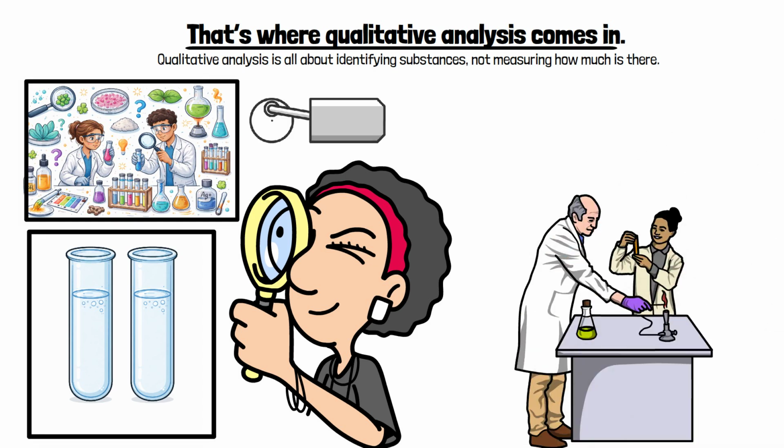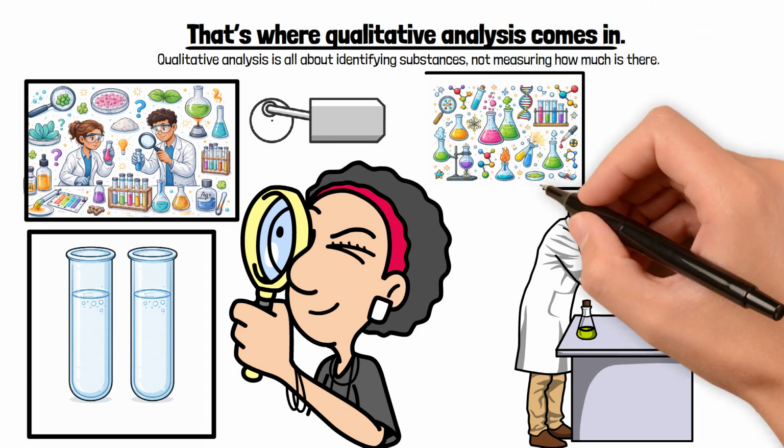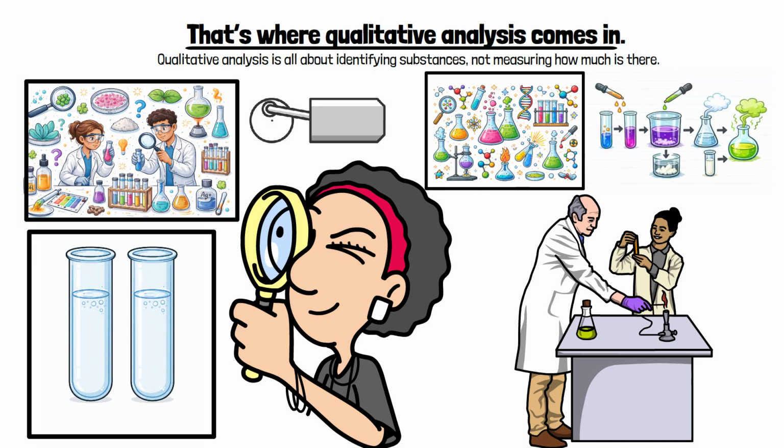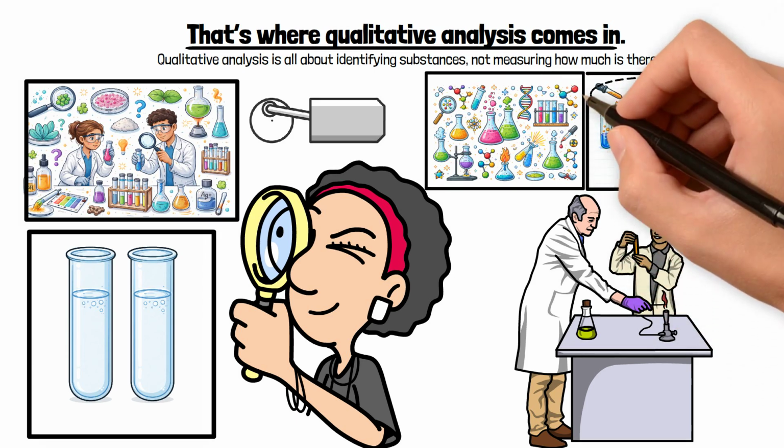But wait, here's the twist. You don't need complex machines to do this. Many substances reveal themselves through simple reactions. Add a few drops of a reagent, and a color change appears. Add another chemical, and a precipitate forms. Expose a gas, and it might turn lime water milky or produce a sharp smell.